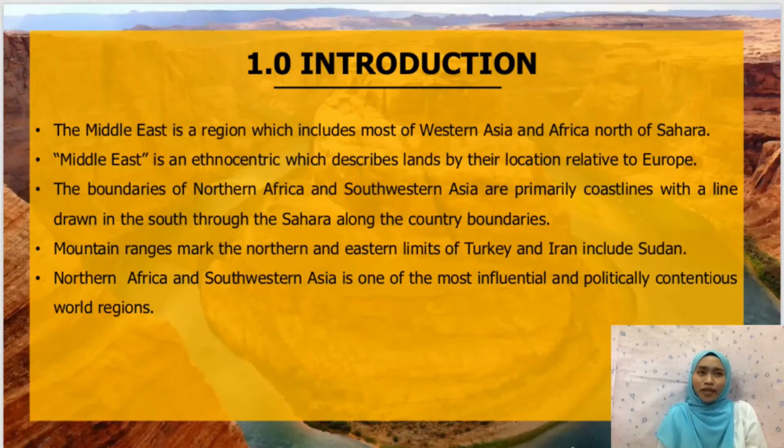As additional information, Middle East is an ethnocentric term which describes land by its location relative to Europe. Rather than this Eurocentric term, Middle East, the more global and culturally sensitive term, Southwestern Asia, will be used in this presentation. Today, this region is one of the most influential as well as one of the most politically contentious world regions. It is the cradle of 3 Western religions, which are Islam, Christianity, and Judaism. It is also a major source of world oil. The common conflict that we might be familiar with is the establishment of the country of Israel as a homeland for Jews, which occurred early in 1948, despite the opposition from Arab countries.